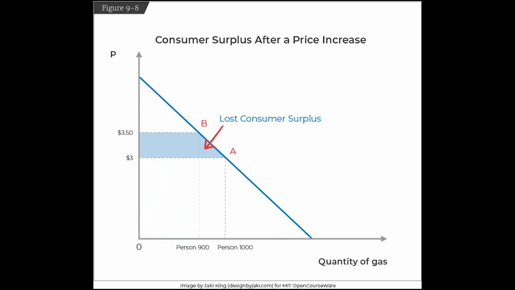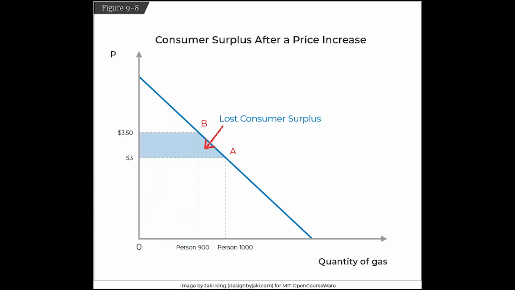trapezoid. Consumer surplus used to be the entire area below the demand curve and above $3. It used to be that whole triangle. Now it's just the empty triangle above the new price curve and below the demand curve. So the new consumer surplus is just the area above $3.50 on the demand curve. So it's the area not shaded in.